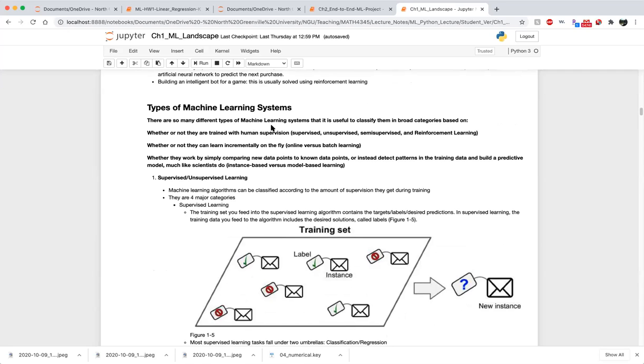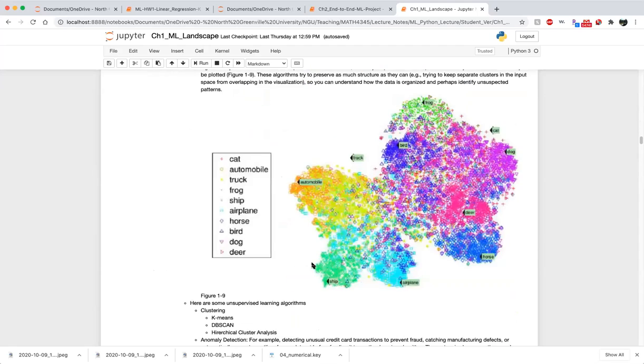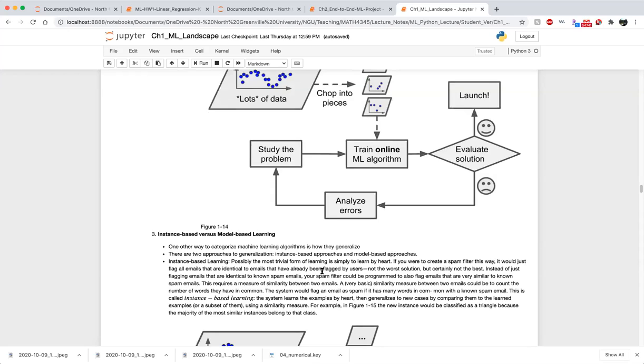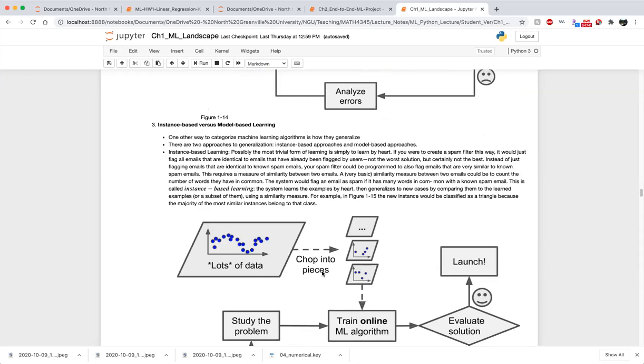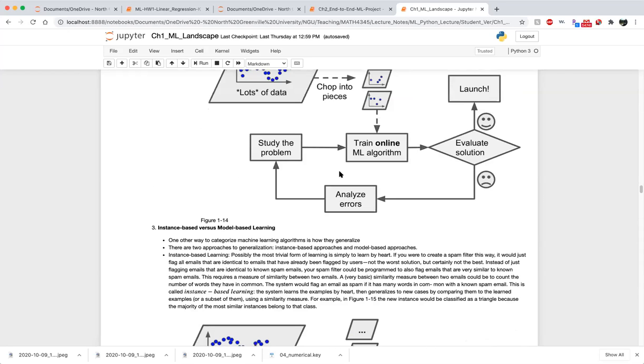The other way we can organize machine learning is instance-based learning or model-based learning. I'm going to go over the basic example of supervised machine learning, which is linear regression. That also belongs to model-based learning.